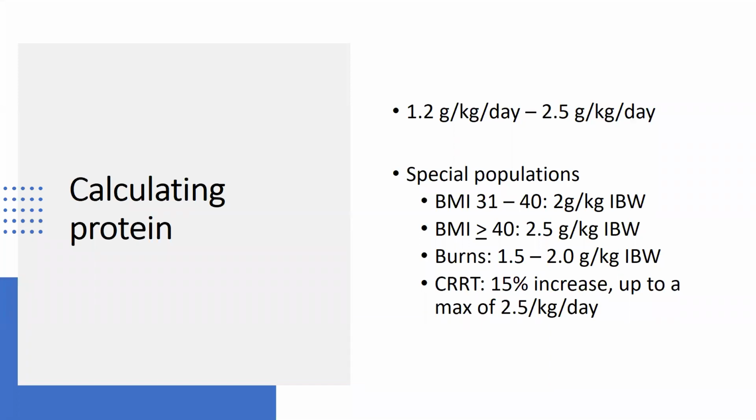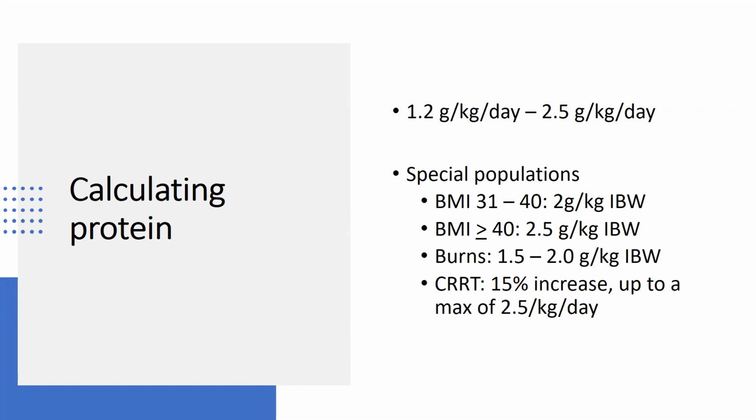BMI over 40, think about 2.5, burns 1.5 to 2. CRRT, your amino acids get sucked into the circuit. So you actually lose some of the protein that you're delivering, especially when you're delivering parenteral nutrition. So you want to consider an increase.